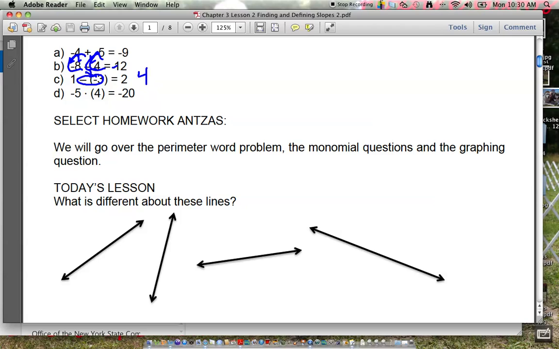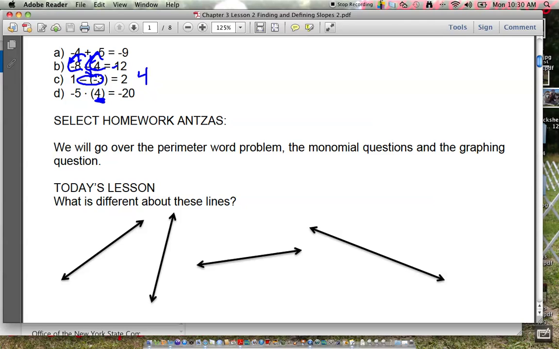What about letter D? Negative 5 times 4. Mr. Clark. Is it negative 20? Yes or no? Yes. It is. You got lucky on your guess. Now, negative 5 times 4 is negative 20. Look, I'm multiplying by a positive. When I multiply by a positive, I leave the sign.